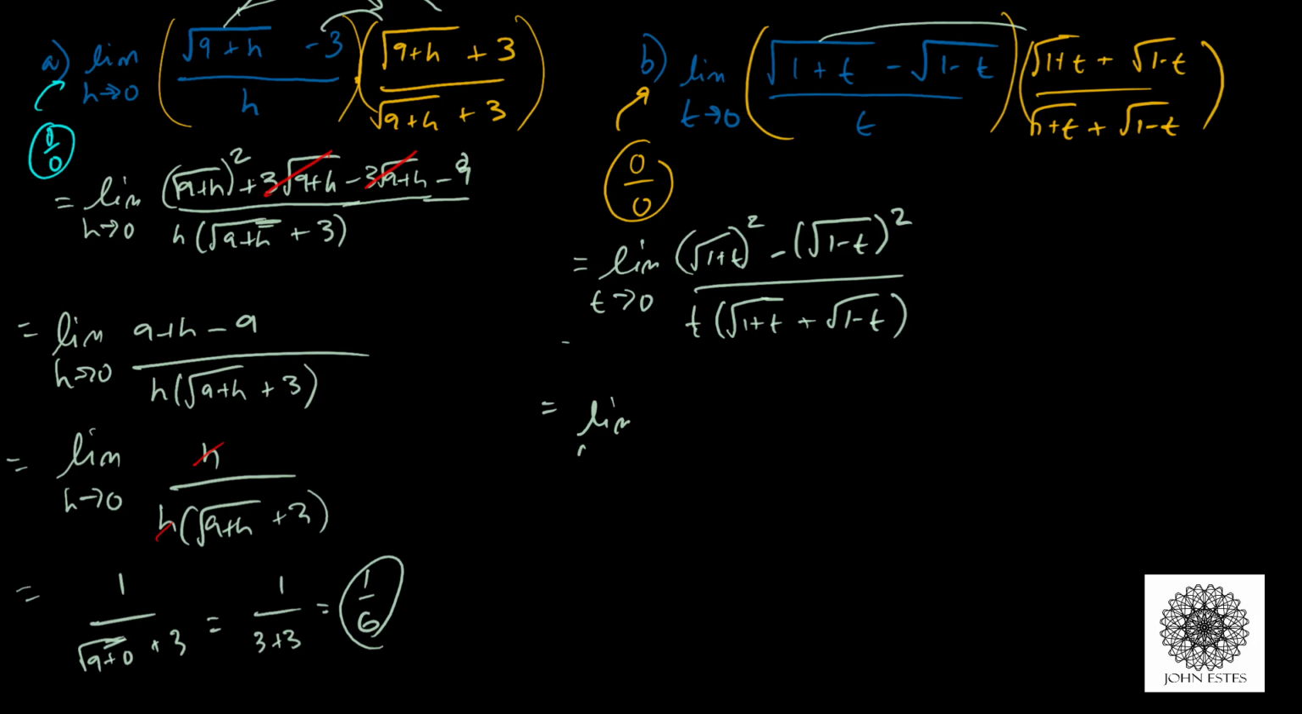Okay, so the way this simplifies now is in my numerator I end up with 1 plus t minus a 1 minus t. And the denominator has t times the square root of all this stuff.